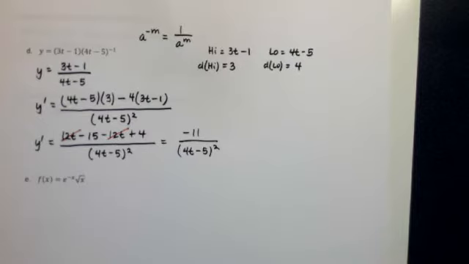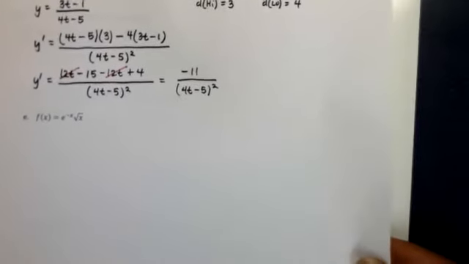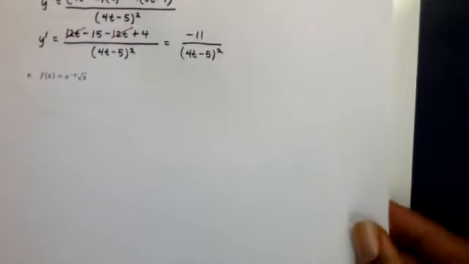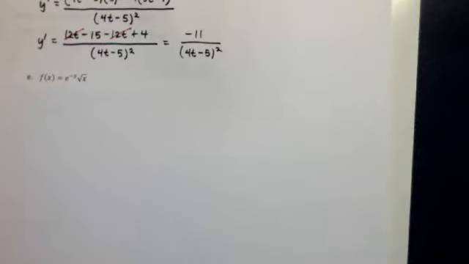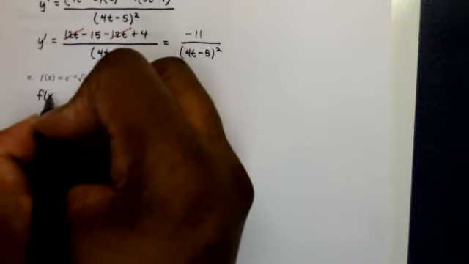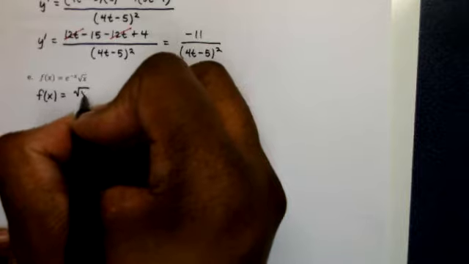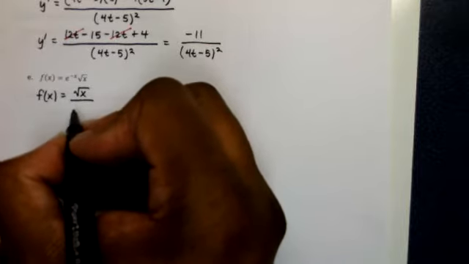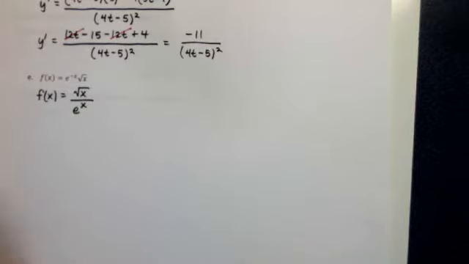All right, then we got part E. f of x is equal to e to the negative x divided by the square root of x. Okay, I'm going to write e to the negative x as a positive exponent. So that means f of x is equal to, the numerator will be the square root of x, the denominator will be e to the positive x. So I'm writing e to the negative x using positive exponents.